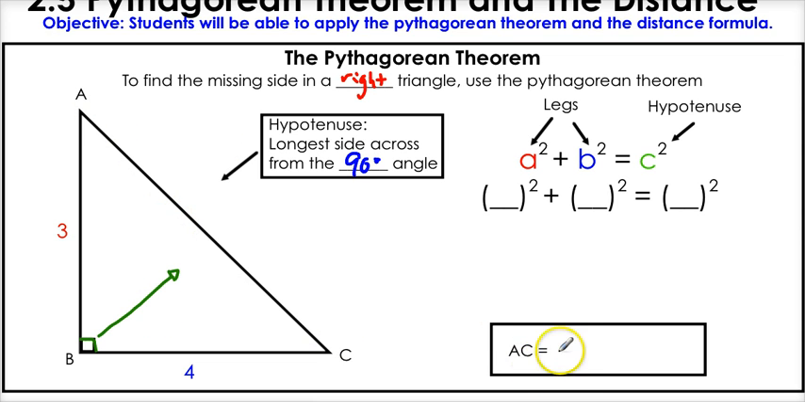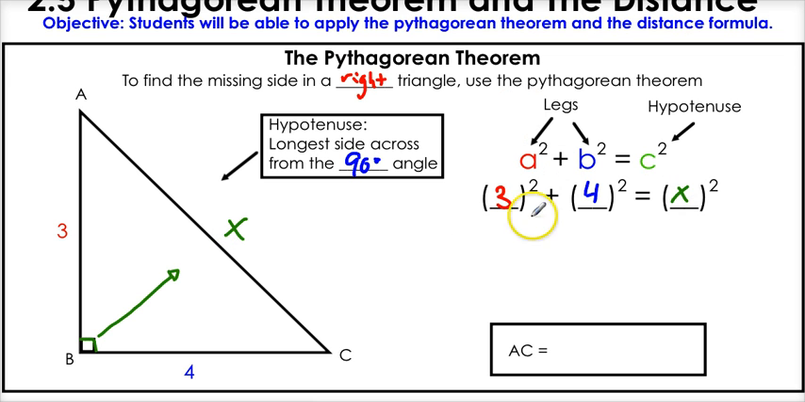If I was trying to find the length of AC, and I knew this was a right triangle, I'd use the Pythagorean Theorem. Well, AC is the hypotenuse because that's across the 90-degree angle, so I know my leg is 3 and my other leg is 4. Since I want to find what AC is, I always like to put an X for the thing I'm looking for. Let's put an X here.